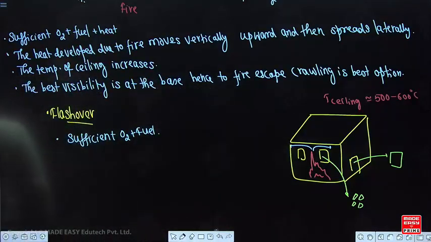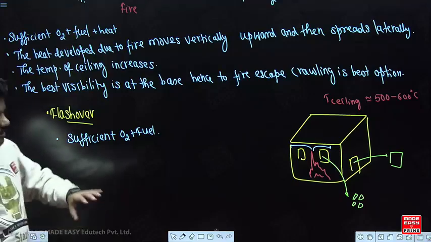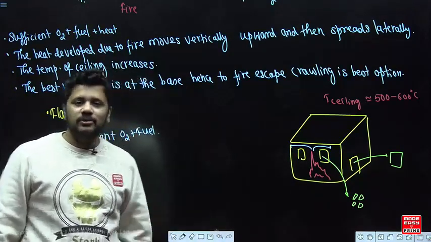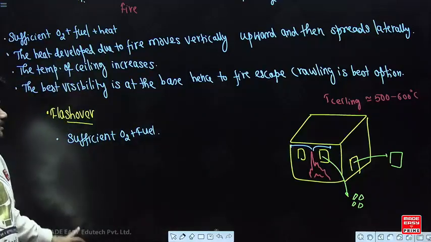तो वहां पे क्या होगा कि क्योंकि विजिबिलिटी बेस्ट कहां पे है? बेस पे है ना. Base will have the best visibility, तो आपको नीचे धुआं नहीं दिखेगा, तो क्लियर आपको पैसेज दिखेगा, तो आप आराम से निकल सकते हो.